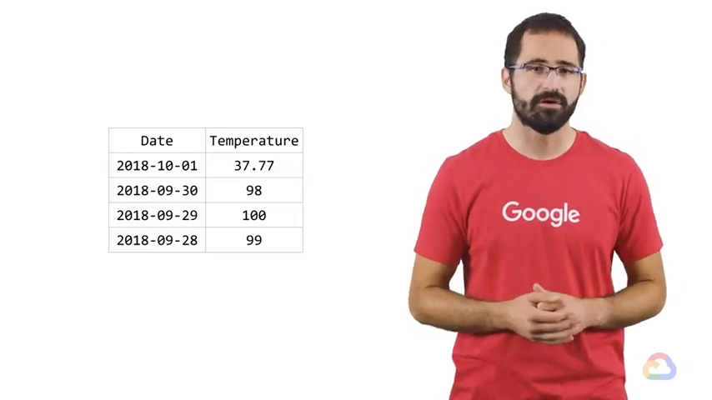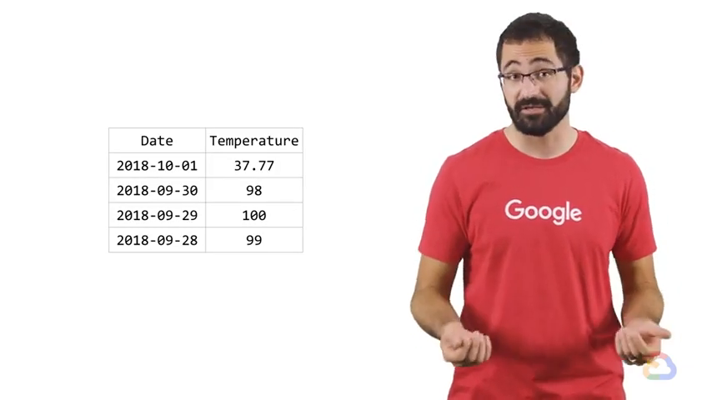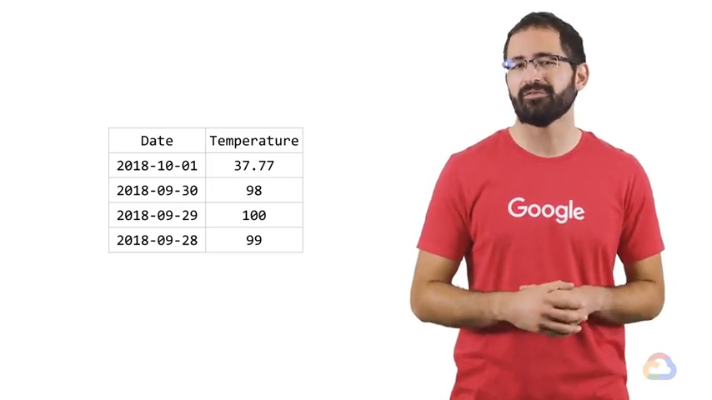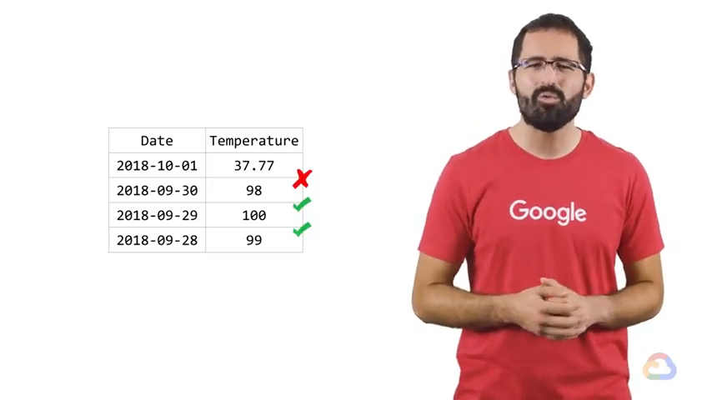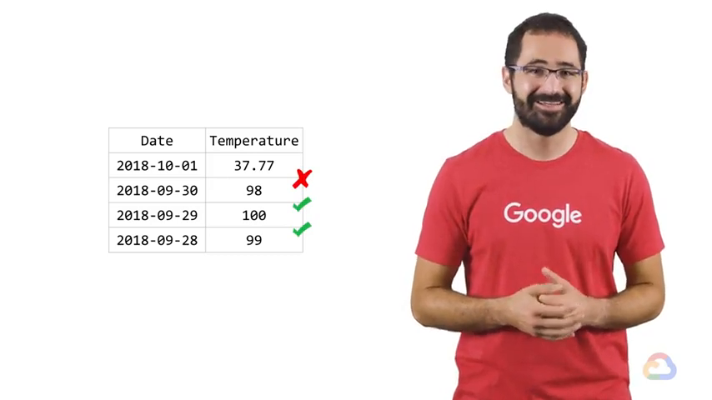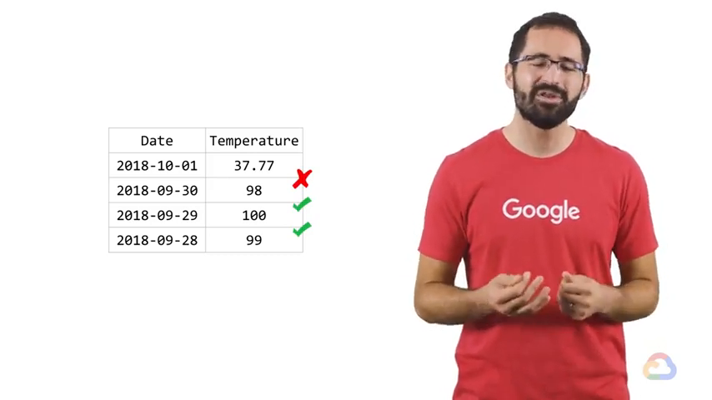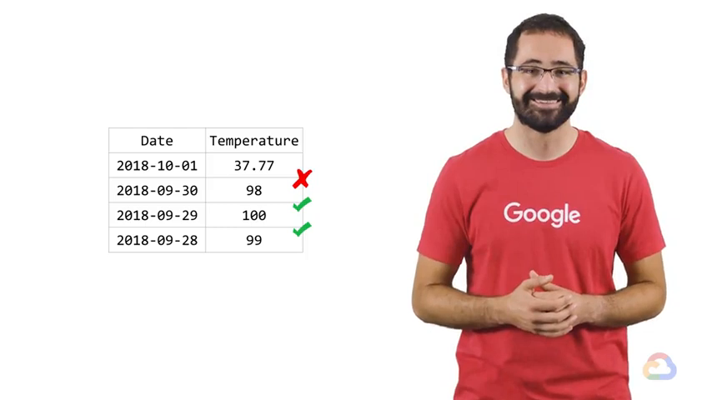We have a daily workflow that ingests the average temperature of the day. Notice anything funny about October? That value is way lower than the others. Now, if you had to make a guess, what do you think happened?